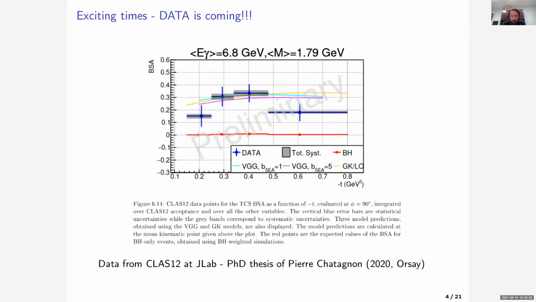This slide is stolen from the PhD thesis of Pierre Chatagnon, which was defended last year in Orsay, and it presents the data, preliminary data, not published yet, from CLAS12, and we wait, and we are happy that this data will arrive soon. So for example, here we have beam-spin asymmetry in TCS compared to some models, and we finally have data points to compare to with theory.